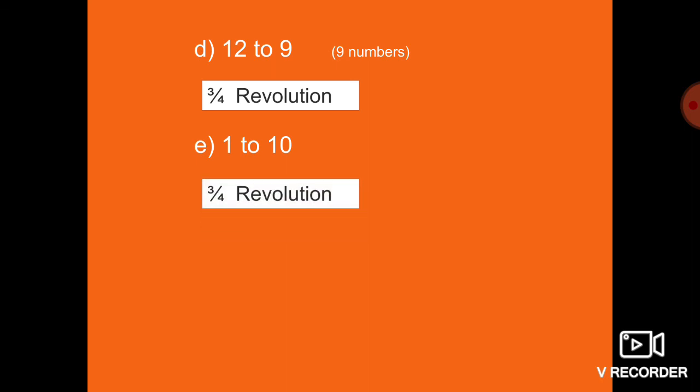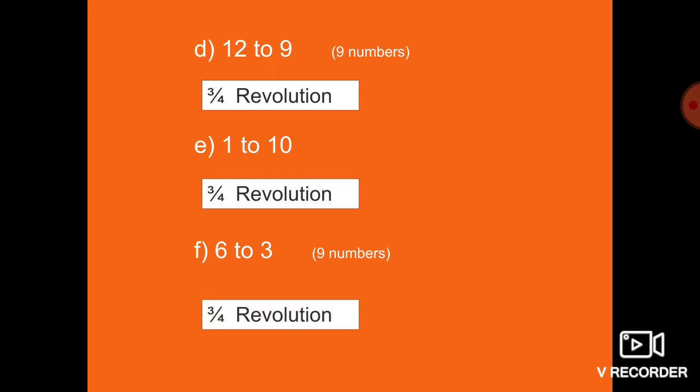Next D question, 12 to 9. 12 to 9, how many numbers? 9 numbers. When 9 numbers come, 3 by 4 revolution. Then E question, 1 to 10. When 1 to 10 comes, 9 numbers. When 9 numbers come, 3 by 4 revolution. Then last question, 6 to 3. 6 to 3, you remember 6, 7, 8, 9, 10, 11, 12, 1, 2, 3. Total 9 numbers are there. Then how many revolution? 3 by 4 revolution. So you study those 4 points very thoroughly.